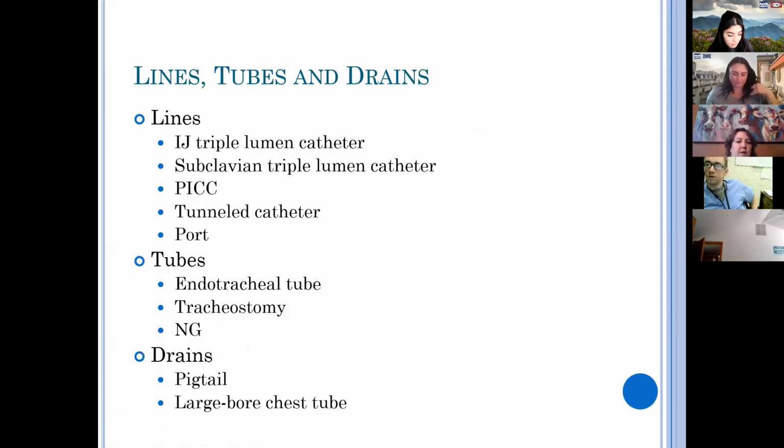So next we'll move on to lines, tubes, and drains. Different lines that you may see on chest x-rays include an IJ triple lumen catheter, a subclavian triple lumen catheter, a PICC line, a tunneled catheter, a port. Tubes include an ET tube, a tracheostomy, or an NG tube, and drains such as a pigtail drain or a large bore chest tube.